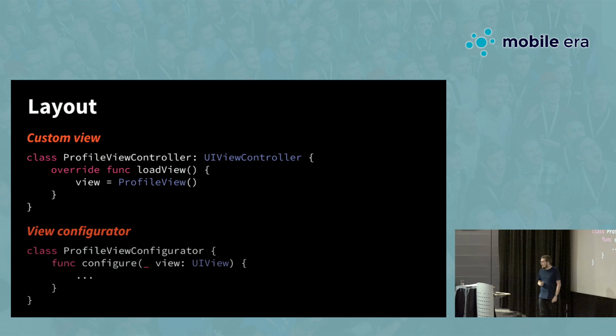We could create something like a view configurator, which is just an object that is just a root class, and it just has a method for configuring any UI view for the profile use case. And this could involve something like adding the labels, adding the constraints, maybe setting the right font, and things like that. And then we could gradually move our layout code into this object so that we can make the view controller contain less of this code.